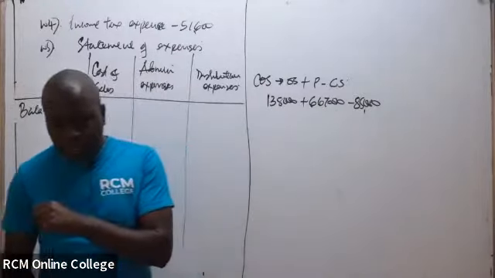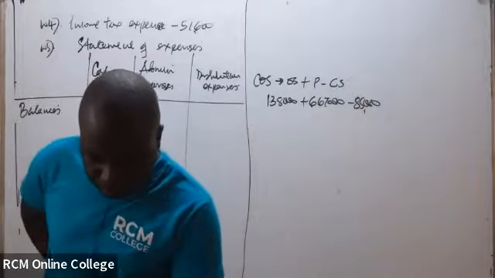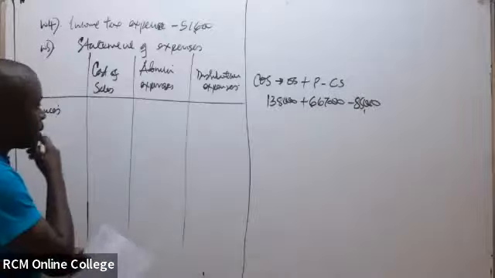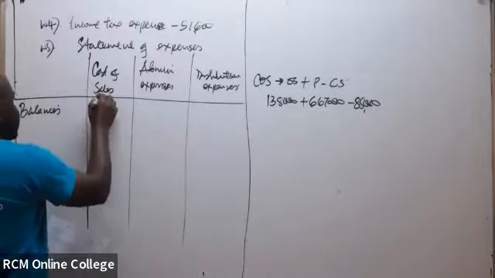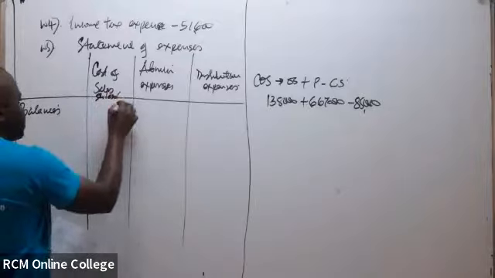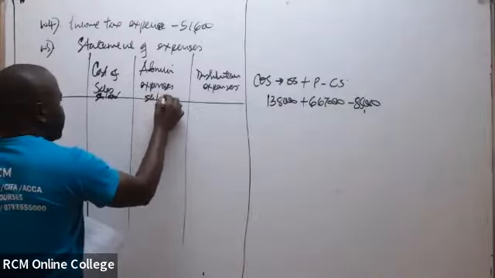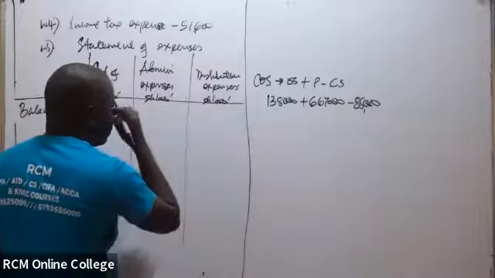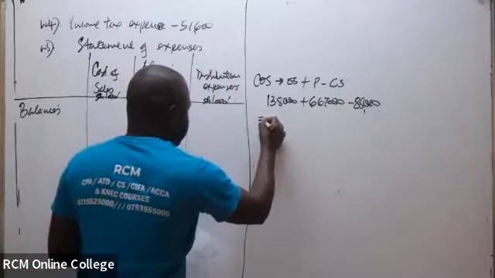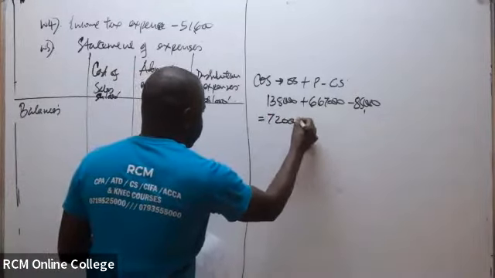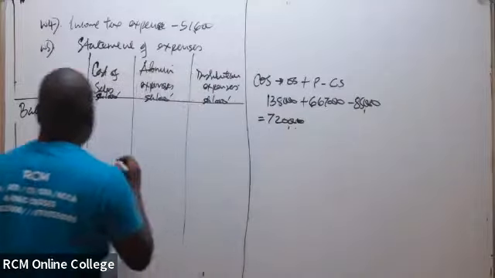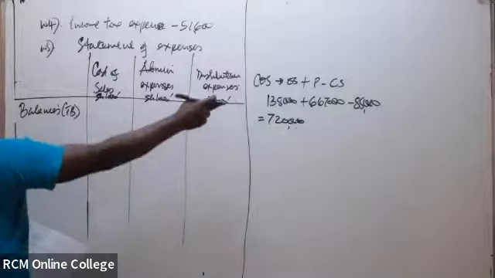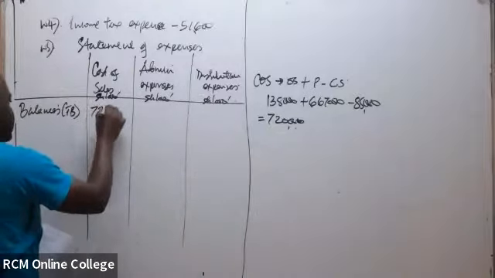So what do you get when you do that computation? You get 720,000. Remember, in this case, our shillings are actually in thousands, so you'll end up getting 720 million. So balances as per the trial balance, where you do that computation, you'll get this one as 720 million.